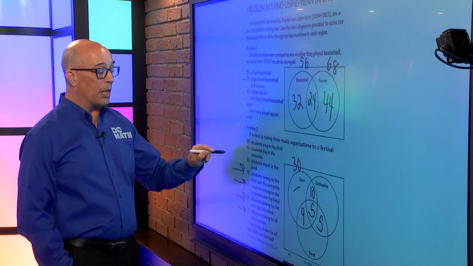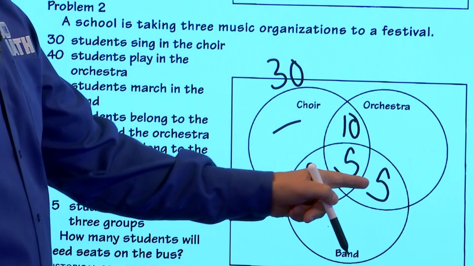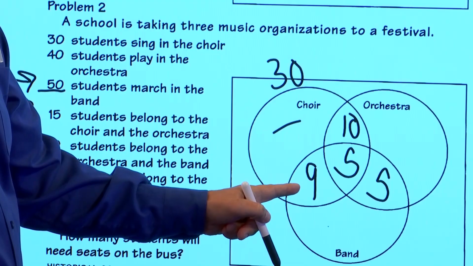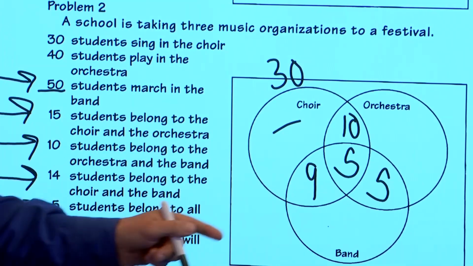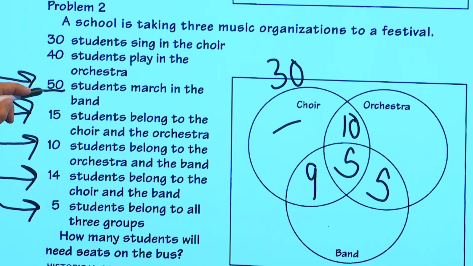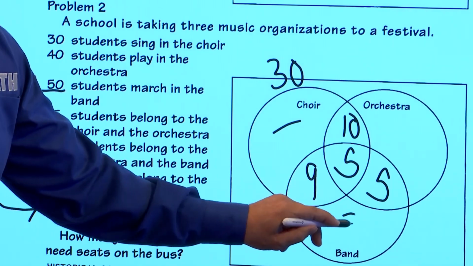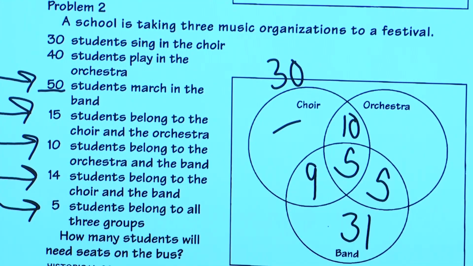50 students march in the band. Now, if we have these 10 and 9 is 19, we have 19 kids in the band already, but we need 50. So 50 minus this 19 is going to give us 31.